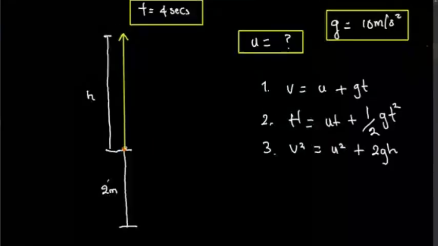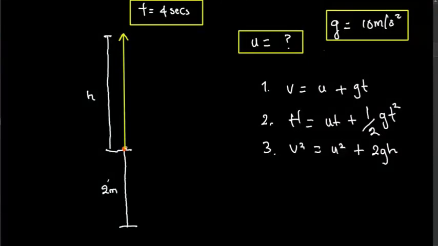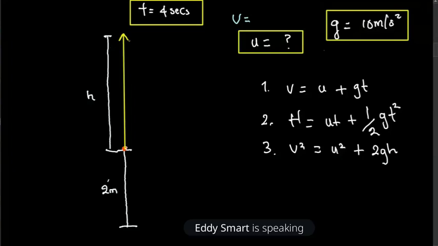Okay, so we need to find initial speed. Let's ask ourselves, what is the final speed? What is the final velocity at maximum height? I'm asking you. 0. Why is it 0? Why is it 0?